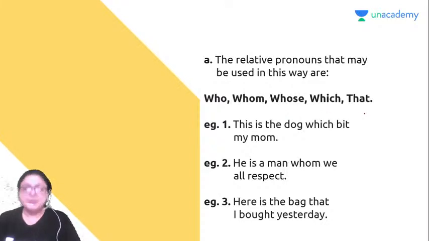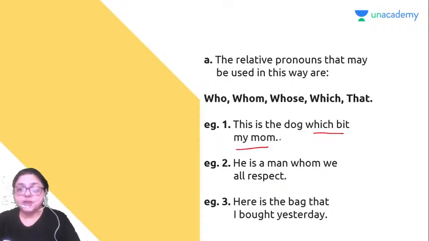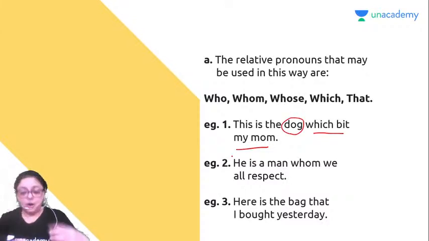Now all these are my relative pronouns, and I'm going to put examples so that you understand how they are used. This is the dog which bit my mom. Now I'm going to continue my sentence. My relative pronoun and my clause is going to be, this is the dog. How am I saying? I'm explaining which dog: which bit my mom. So I am giving the explanation of which dog, the dog which bit my mom. That is describing the dog, so it's my adjective clause over here.